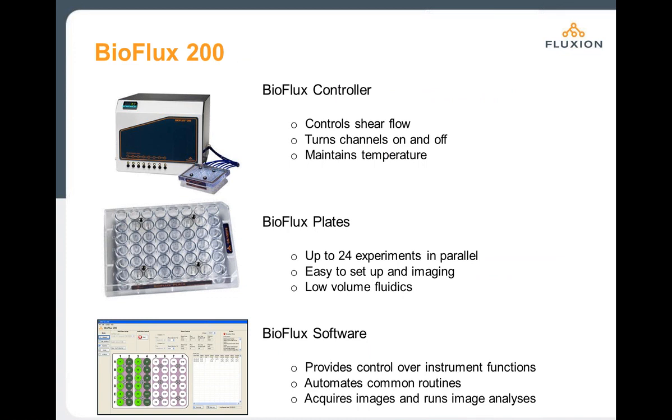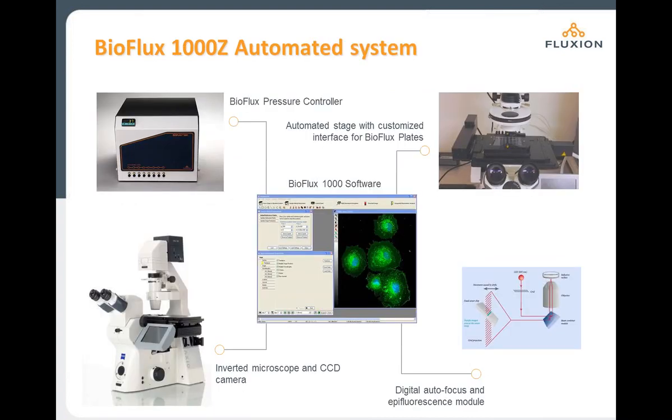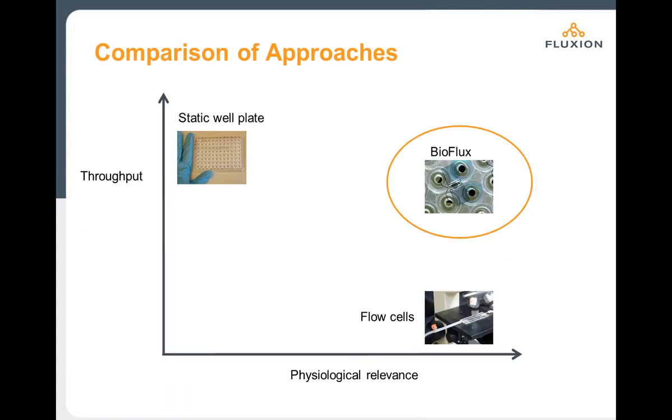The BioFlux 200 includes the pressure controller that has pneumatic electronic control on it, the microfluidic plates, and the BioFlux software, which controls the flow and also has some basic analysis functions. The BioFlux 1000 system adds on an automated Zeiss microscope that has an automated stage, automated fluorescence, and our software, which is based off of Metamorph, which takes care of high-level acquisition and then high-level analysis.